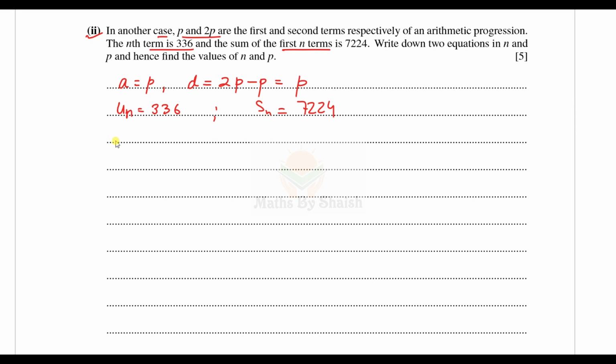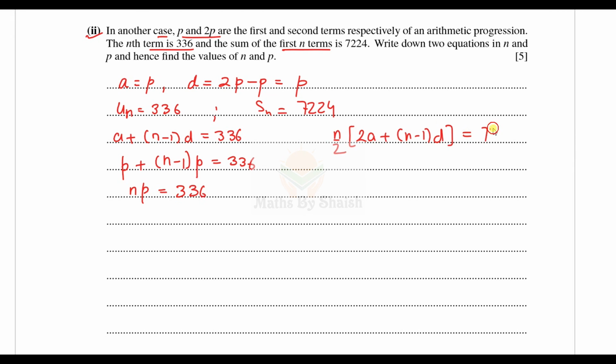So let's put the values. We know that Un is a plus n minus 1 into d, that is 336, which can be written as P plus n minus 1 into P is equal to 336. Simplifying, P and minus P will be cancelled, so nP is equal to 336. And from here Sn is n by 2 times 2a plus n minus 1 into d, equal to 7224. I'll mark the first one as equation number 1.